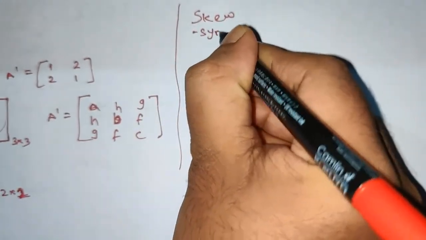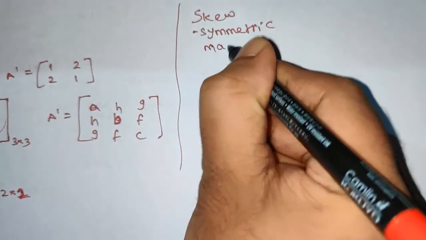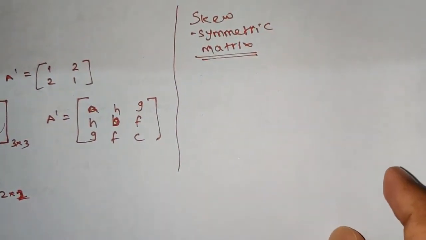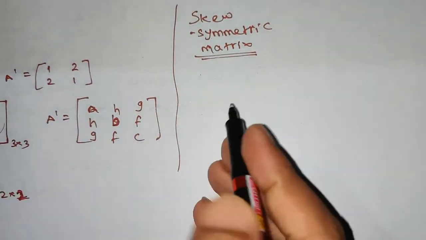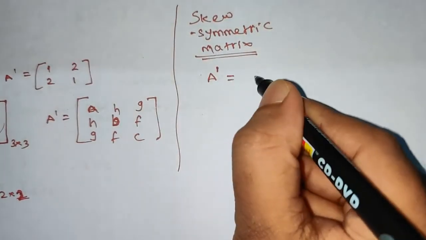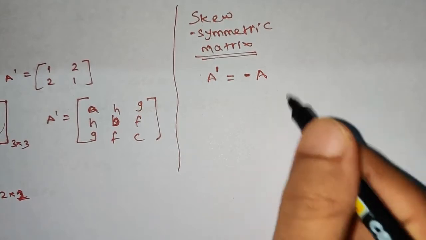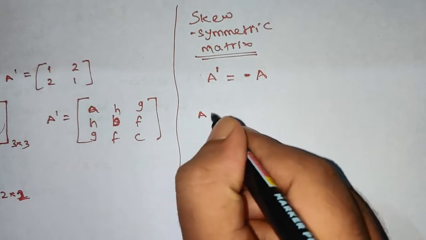Okay, now let me talk about the next matrix, that is the skew symmetric matrix. So what is a skew symmetric matrix? Exactly like in the previous topic, symmetric matrix, whenever we take the transpose of a matrix and we get the negative of that matrix, then I can say that that matrix is skew symmetric. So let me take an example of this also.